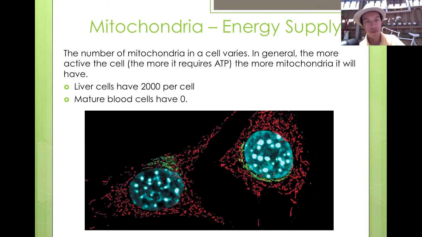Now, the number of mitochondria in a cell will vary. In general, the more active the cell is, in other words the more energy it requires, the more mitochondria it will have. Here's a bit of a contrast. Liver cells play a really important role in the breakdown of toxins in the body, so they need a lot of energy to break down all the toxins you get in your body. And so liver cells will generally have about 2,000 or so per cell, whereas mature blood cells will have none, because blood cells themselves don't need energy. They just transport oxygen around the body.